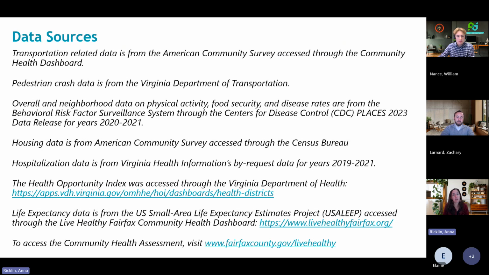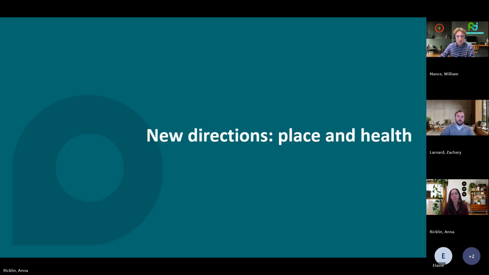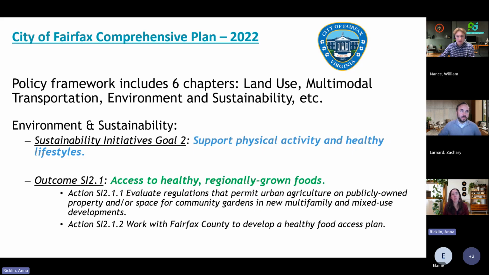This slide is a list of the sources of all of that data that I just went over with you. So thinking about new directions, and I think, Zach, you were going to speak to some of these other plans.